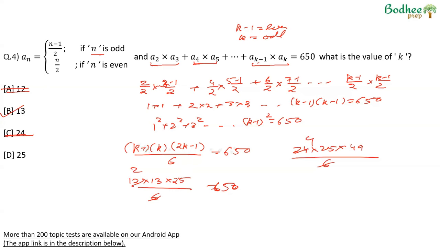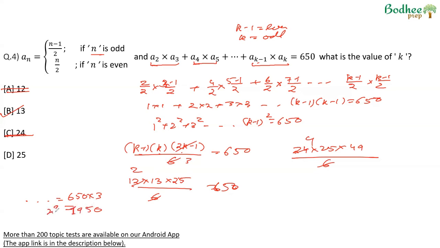If I had to solve this directly, what I do is 2k minus 1 will be approximately double of k minus 1. So we'll look at three numbers and divide this by 2, roughly speaking. And therefore we look at three numbers whose product is very close to 650 into 3, which is 1950.